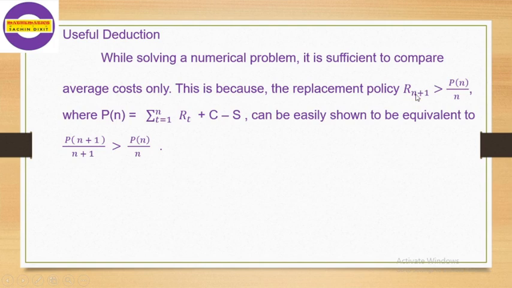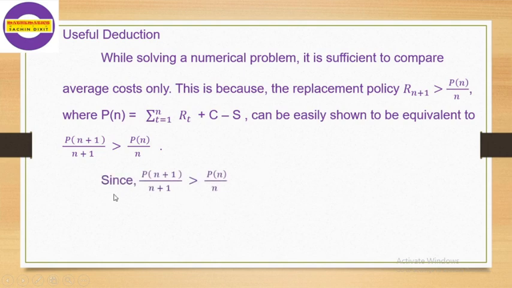Means to check this replacement policy, it is equivalent to check this average cost only. If we compare average cost, automatically this condition will also be satisfied in that problem. Numerically, when we take some problems of replacement, we can check in that case, but this will exist, that is useful deduction. Both these inequalities are equivalent. Hence, we have to check how it is equal. We start with this inequality and we come to this inequality.